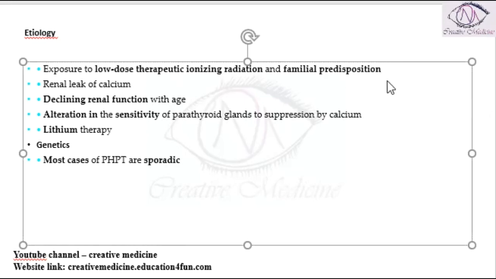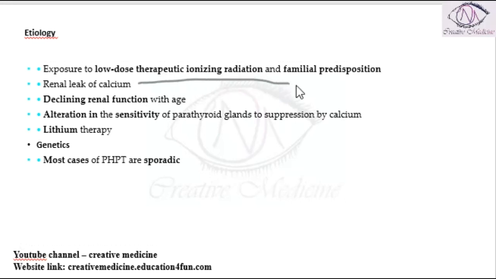Whenever there is low dose therapeutic ionizing radiation, there is hyperparathyroidism. Whenever there is renal leak of calcium, calcium is excreted, thus resulting in hypocalcemia, which can result in hyperparathyroidism. Similarly, declining renal function will also cause calcium excretion, resulting in hyperparathyroidism. Whenever there is altered sensitivity of parathyroid glands to the suppression by calcium, so whenever there is less calcium, obviously the parathyroid glands will become activated, resulting in hyperparathyroidism.